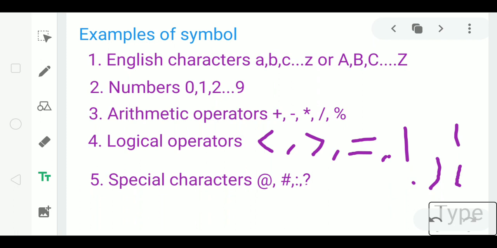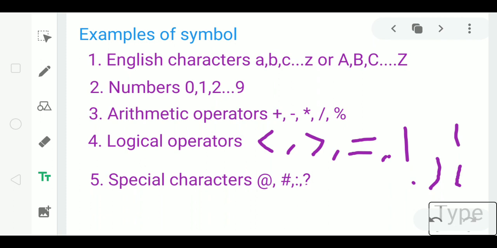It can be either single A or single B, but it cannot be A, B. It can be a number, a single digit number like 0 or 1, but it cannot be 1, 0, that is 10. That means a combination of characters or single digit numbers cannot be a symbol. The symbol has to be a single character or a single digit number.